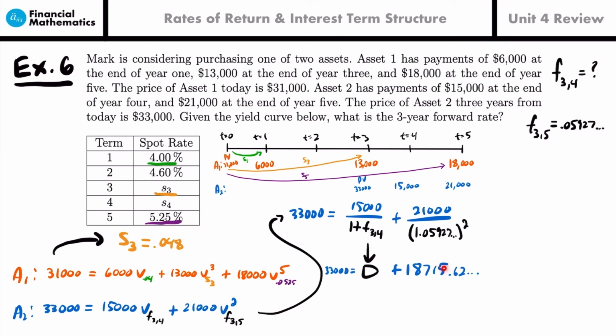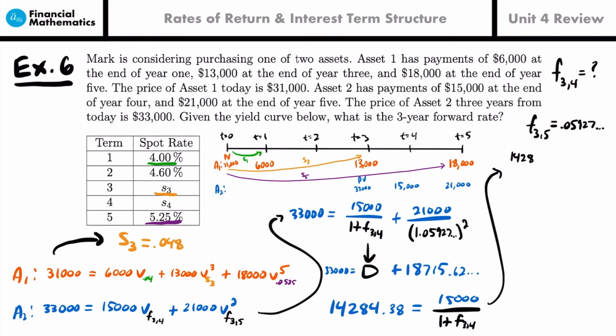So if you subtract this amount from both sides of the equation, meaning you subtract 18,715 from 33,000, this is the equation you'll end up with. You'll have $14,284 and about 38 cents is equal to 15,000 divided by 1 plus f sub 3 comma 4. Okay, then dividing both sides of the equation by 15,000 will take us to this. We'll have 14,284.38 divided by 15,000. That is equal to 1 divided by 1 plus f sub 3 comma 4.